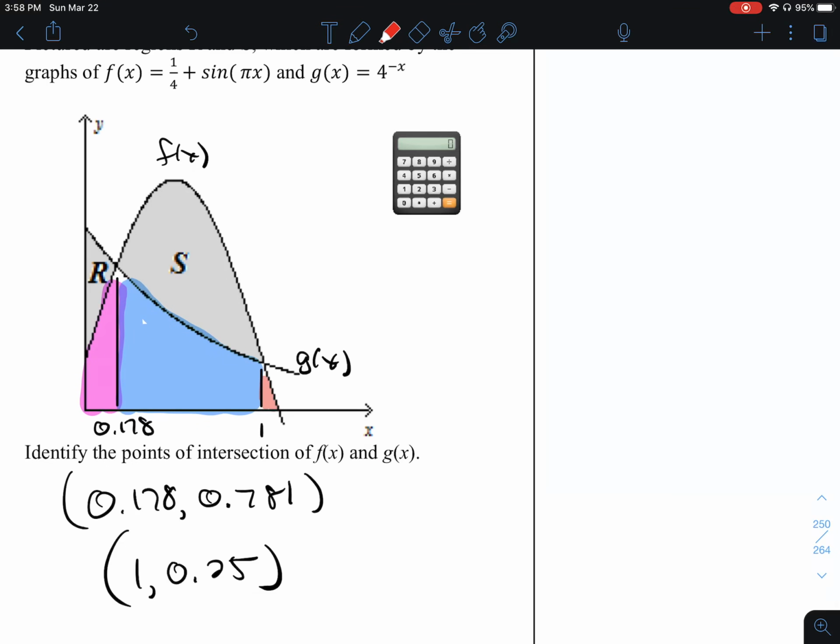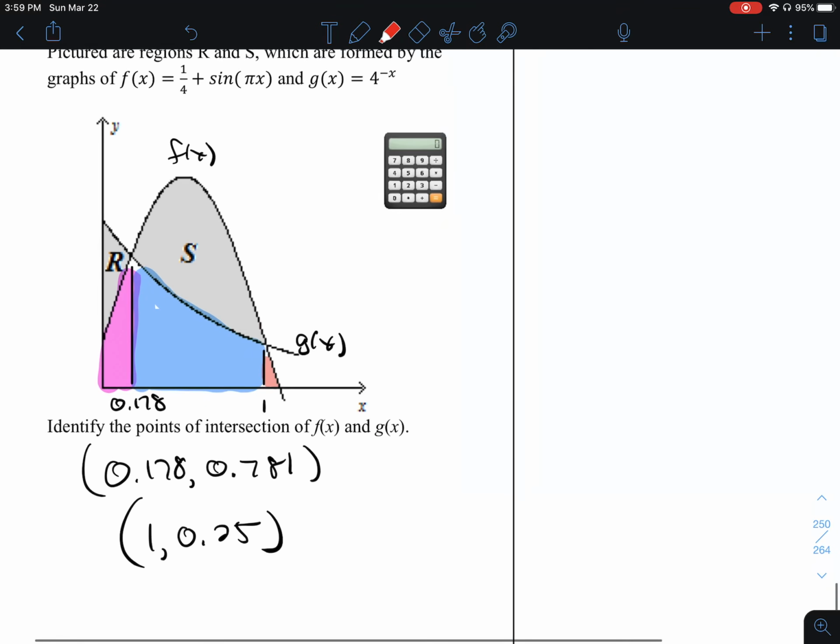The reason I have three different shades there is because in this region, the lower curve is F. In this region, the lower curve is G. And in this region, the lower curve is F. We're trying to find the area between the lowest curve and the x-axis in each case. For this last part, I've got to figure out where function f touches the x-axis. And I found that to be 1.080.